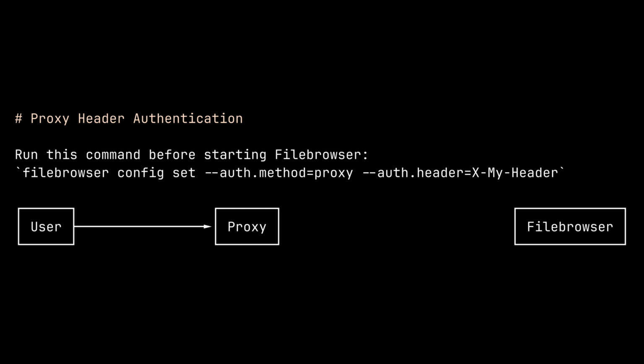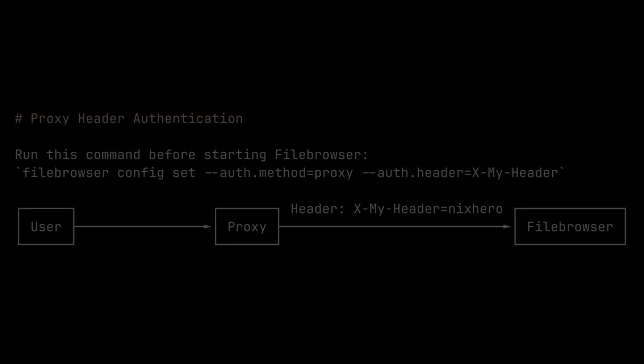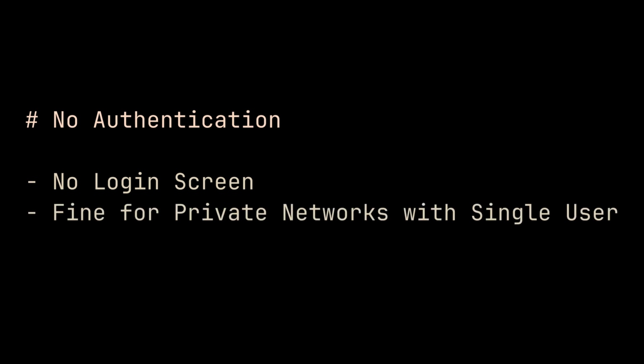The proxy will authenticate the user, and Filebrowser will see an HTTP header added by the proxy to identify the user. The third option is no authentication, which means you will immediately see the Filebrowser interface without any login prompt, which is totally fine if it's only accessible from your private network. Although since there is no login screen to identify users, we can't do multi-user setups with this option.